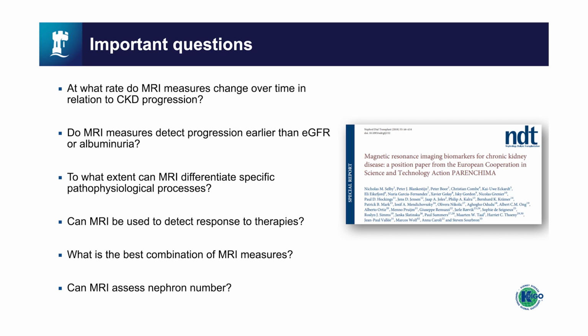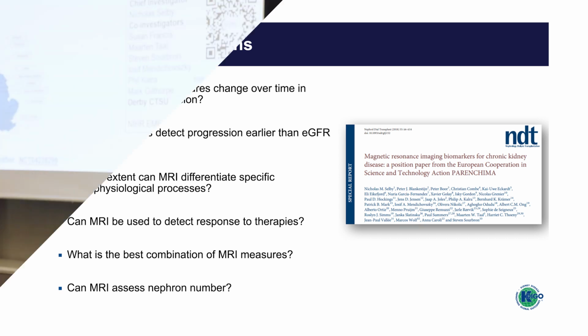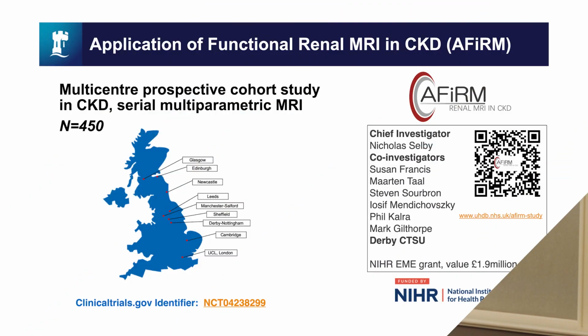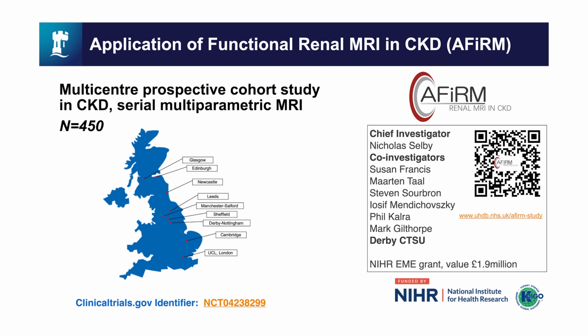I'd like to give a very quick whistle-stop tour of some of the important studies that are currently in play. To answer questions about MR measures, their relationship to CKD progression, how quickly the MR measures change over time and their relationship to albuminuria, we need prospective studies. They need to be multi-center, and ideally they need to contain repeat imaging over time. To that end, we designed the AFFIRM study, a UK-based, multi-center prospective cohort study that's recruiting 450 patients with CKD. We've currently recruited about a third of those patients within the last 12 months or so.